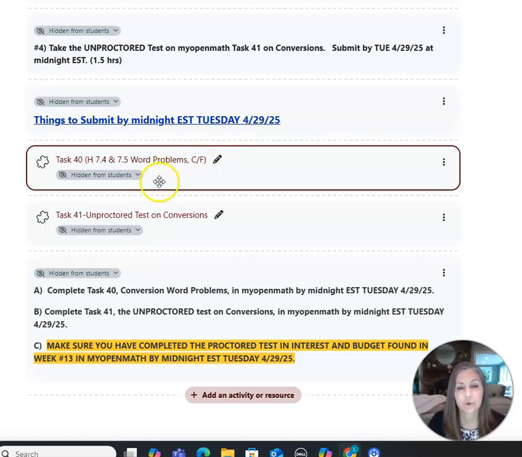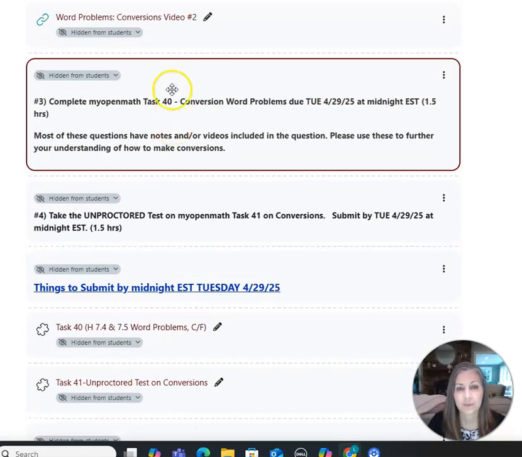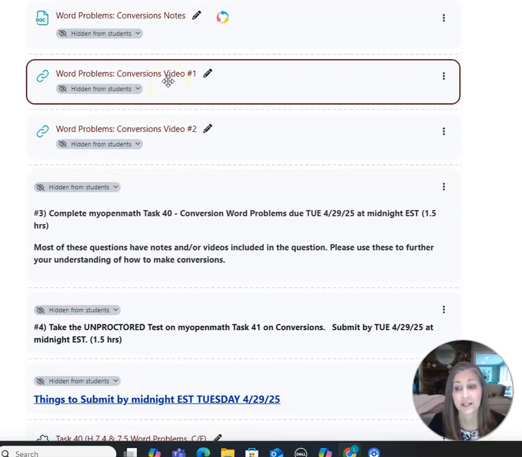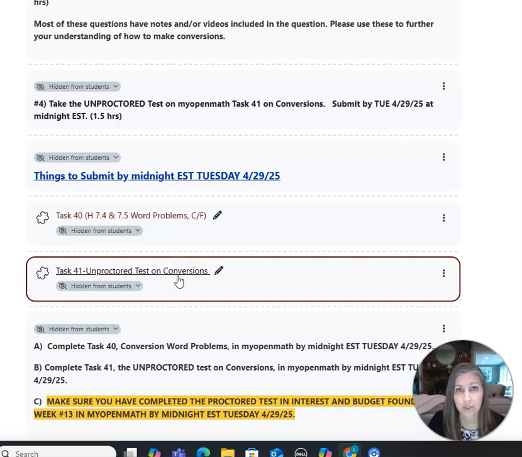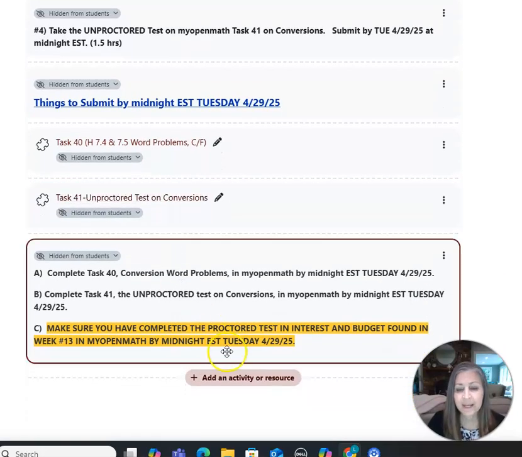So you've got task 40, which are word problems. If you'll watch my videos up here, I've gone over the exact word problems from MyOpenMath in these two videos. And then you have an unproctored test on conversions. Again, it's unproctored. So you do not have to have a password, do not have to have a proctor. And make sure you completed that test on interest and budget.